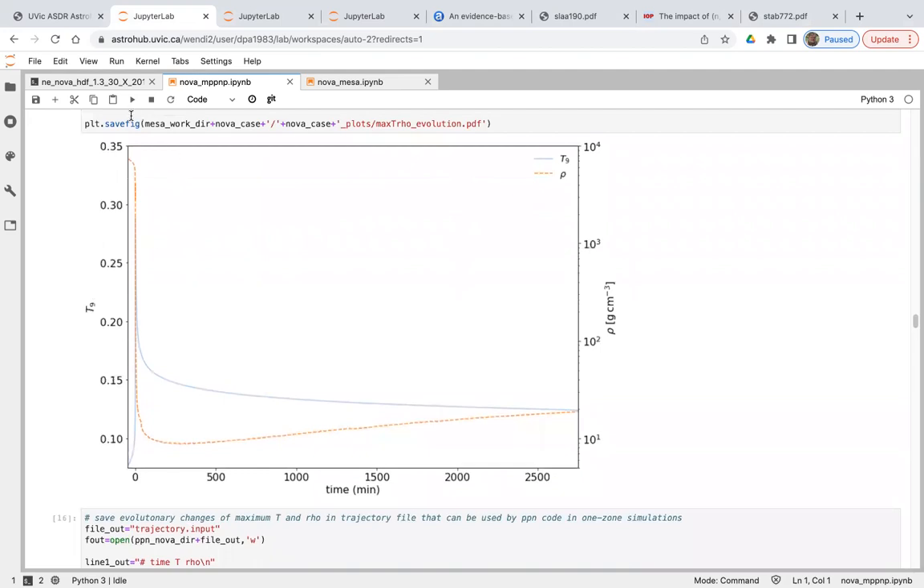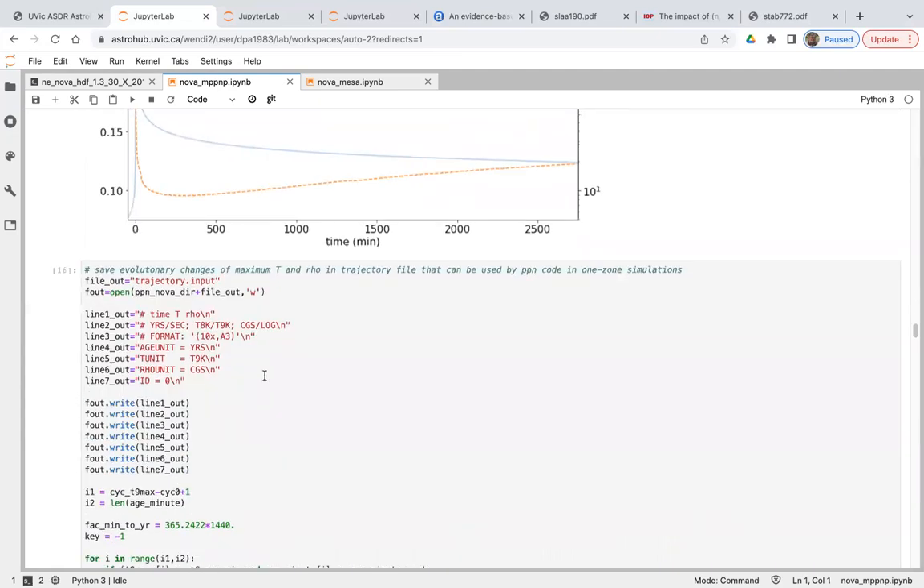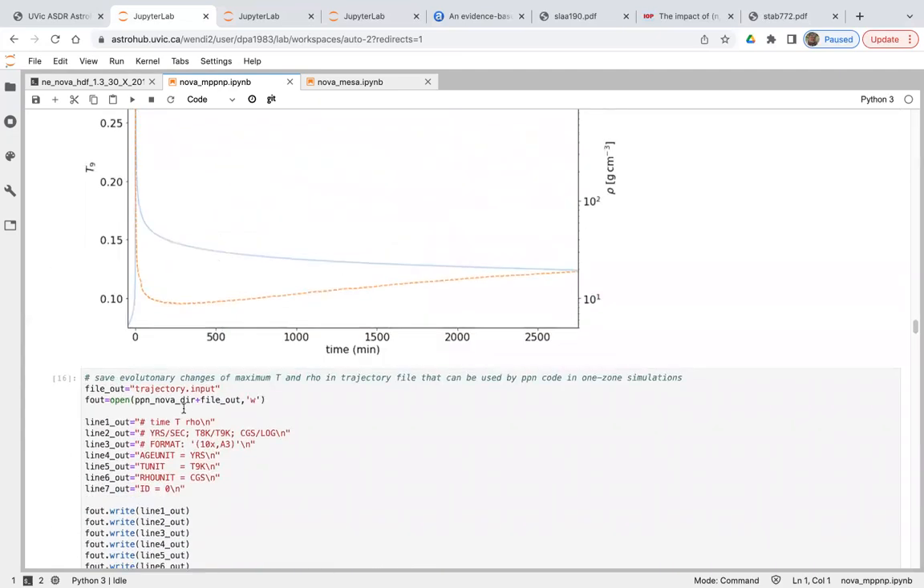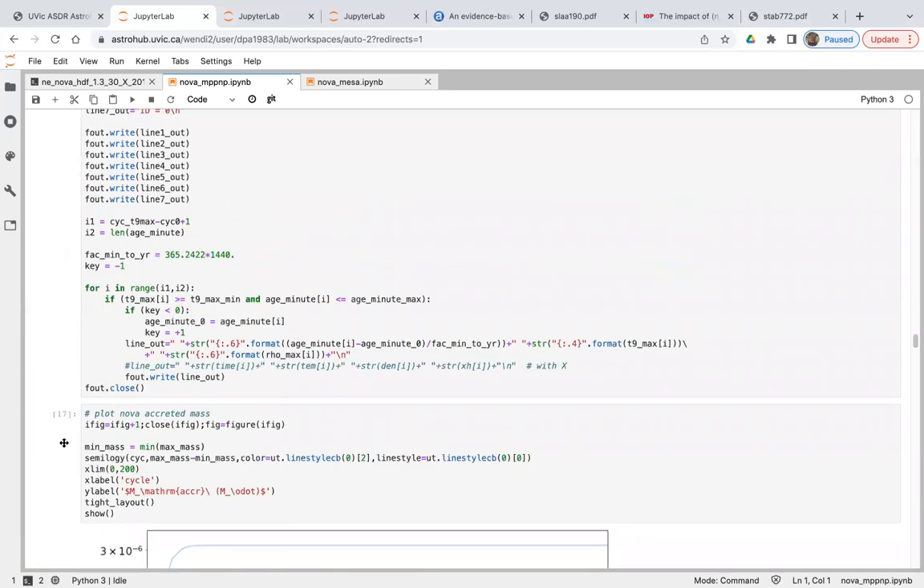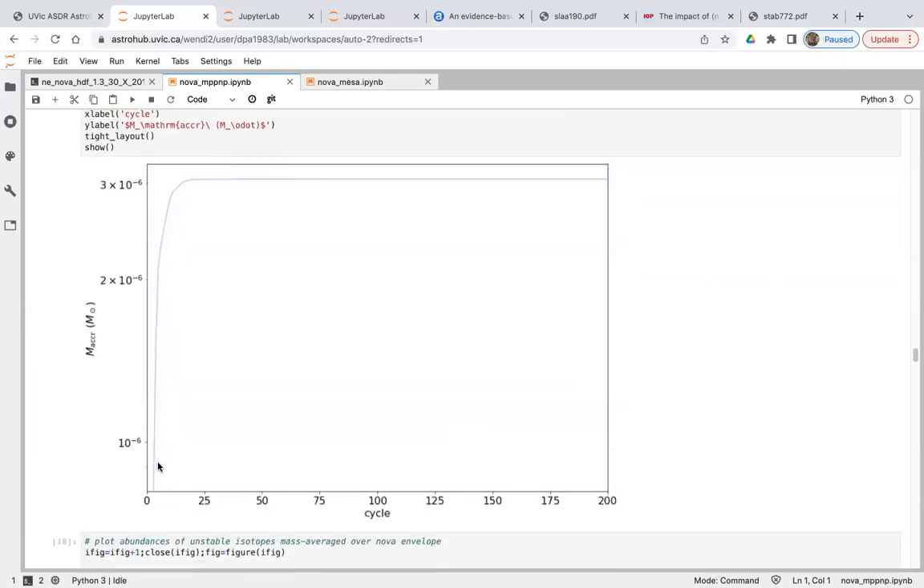From multi-zone simulations, here we extract peak temperature and peak density as function of time. This can be used as trajectories for one zone, for the corresponding one-zone nova simulations, and then we can compare results of nucleosynthesis simulations from one zone and multi-zone. This is done in this notebook as well. So this is where this trajectory is written in a trajectory file. Okay. This is how the mass of the nova envelope was increasing with model number, which is called here cycle. It's just time step model number.